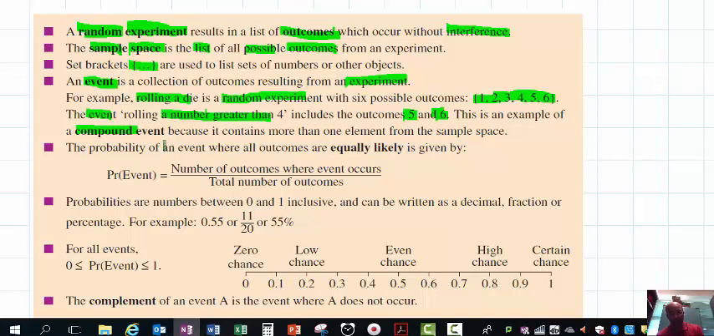The probability of an event where all outcomes are equally likely, and that's not always the case, but we're going to look at easy ones first. So where everything is equally likely is this formula here. You should have seen it before. It's very important. So probability of an event, that's what the PR stands for. PR stands for probability. Probability of an event is the number of outcomes where the event occurs over the total number of outcomes.